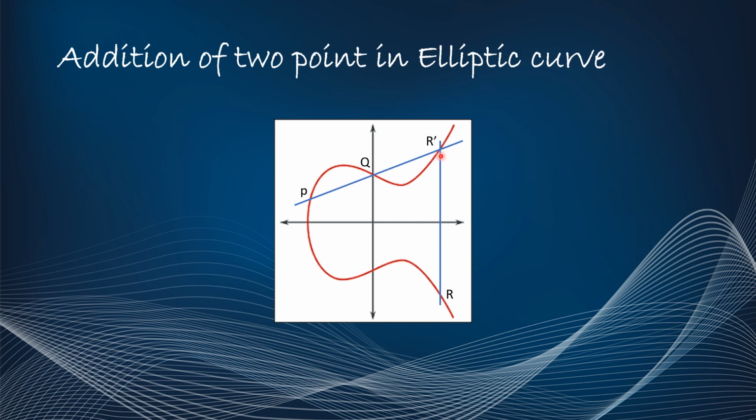After that we have to take the reflection of the point R, which is R prime. For taking the reflection, we have to draw a line parallel to the axis line. When you draw a parallel line, we'll get an intersection point which is called R. So this R is our result, which is P plus Q is equal to R.